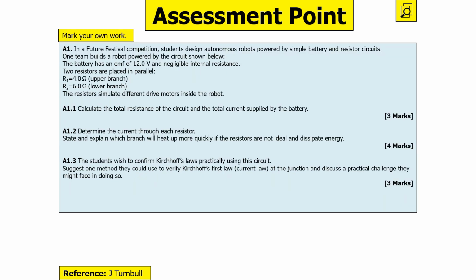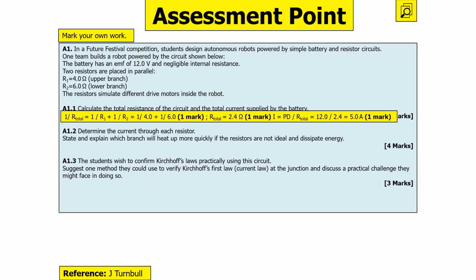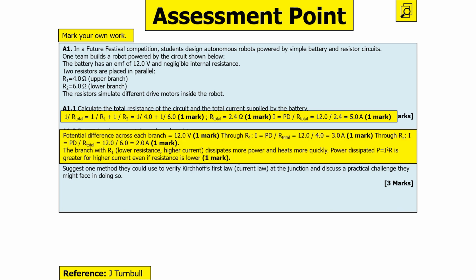In the first question, they're in parallel. So 1 over R total equals 1 over R1 plus 1 over R2. So it's 1 over 4 plus 1 over 6. So R total is 2.4 ohms. Current is PD over the total resistance, so it is 5 amps. In each one, we know that the potential difference is going to be the same because they're in parallel. So each branch gets 12 volts.